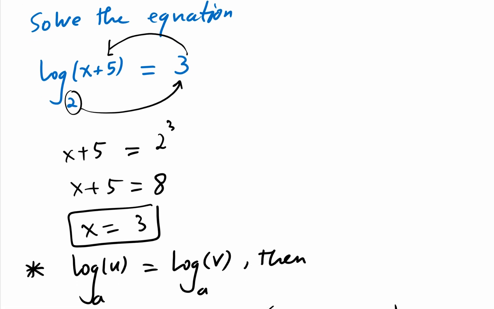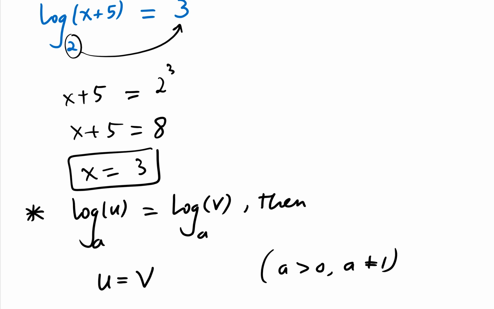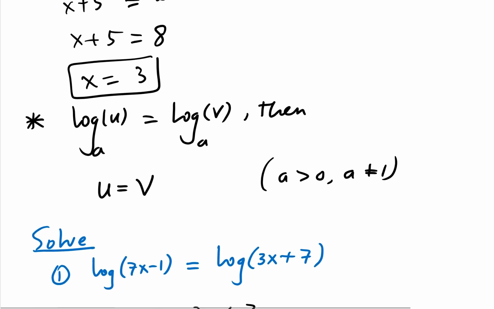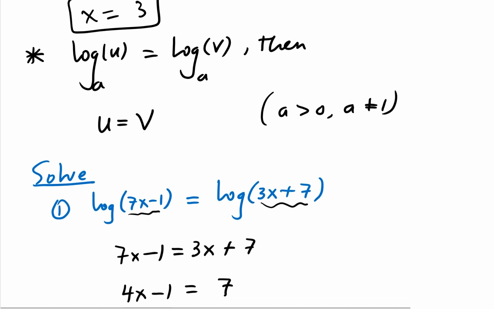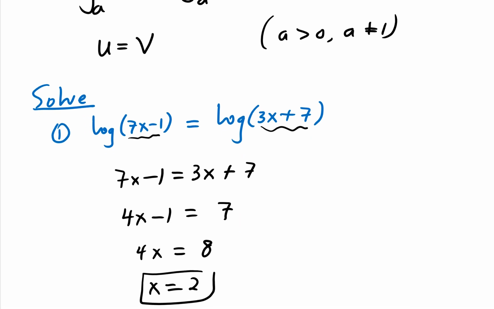Also, another thing we apply here: if we have log u base a equals log v base a, if the bases match, then u equals v. So if I want to solve this, both have the same base 10. All I have to do is set 7x minus 1 equals 3x plus 7. But before I show you this, one thing you have to keep in mind: any answer we get for x cannot make this quantity negative or 0. It has to be bigger than 0. So if I set them equal to each other and solve this simple linear equation, I get x equals 2.